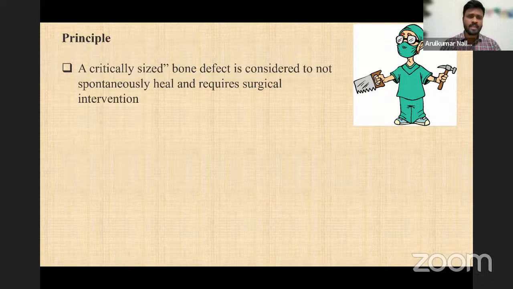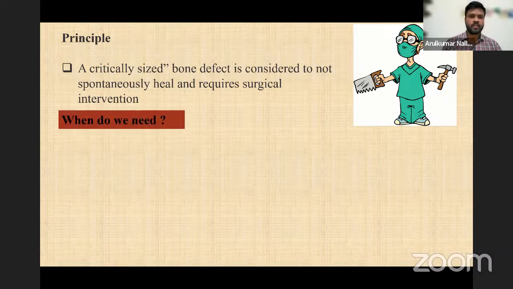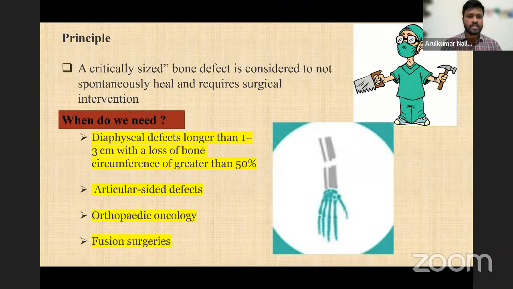So what exactly is the defect, or when do we need a bone graft? A critically sized bone defect is considered to not heal spontaneously, and it requires surgical intervention. So when do we need it? Diaphyseal defects longer than 1 to 3 centimeters, with a loss of bone circumference of more than 50%.